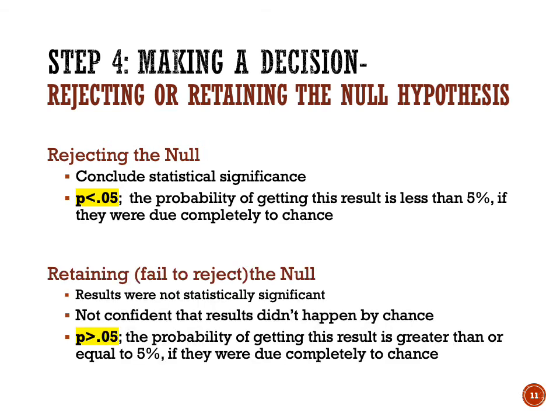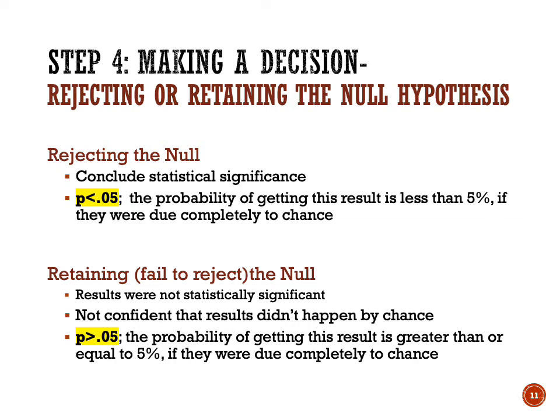On the flip side, when you retain the null or fail to reject, which is kind of a weird way of saying it, that means that the results likely happened by chance, and therefore you're not confident enough to reject the null. You're basically accepting the null hypothesis, which, remember, is that there's no actual effect or no statistically significant difference. So this is just going to take some time to practice and memorize to get this down.